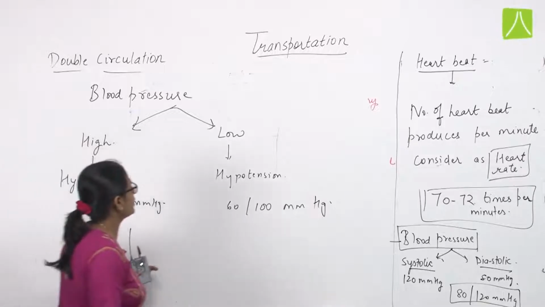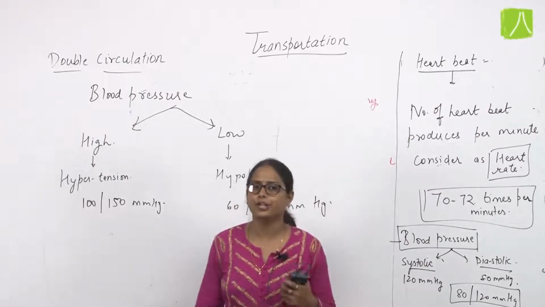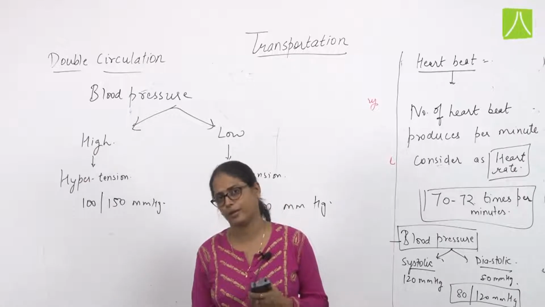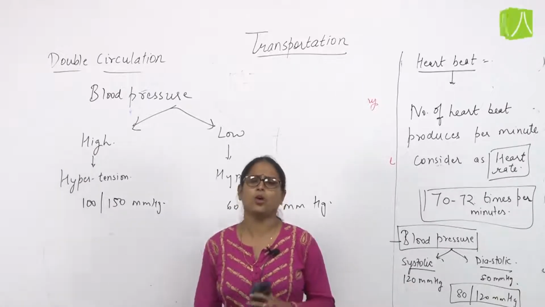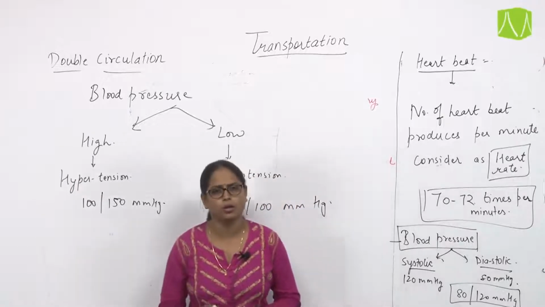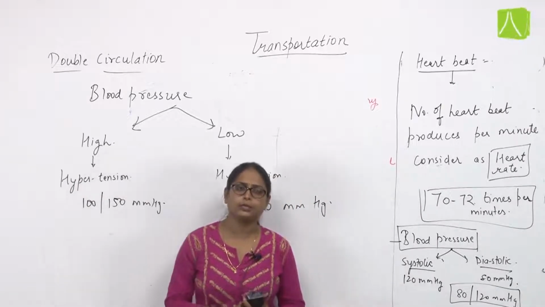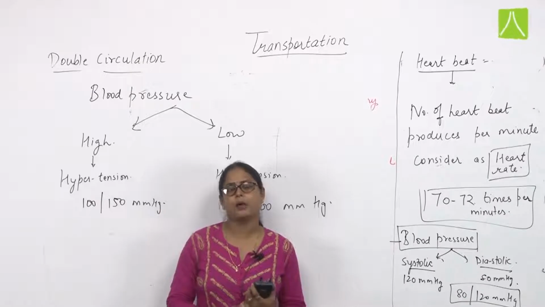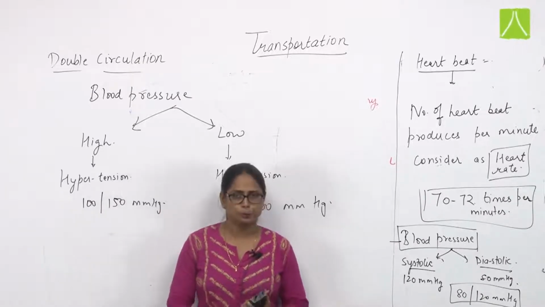Right? Hypotension and hypertension are conditions created due to fluctuation in the blood pressure, whether it is high or low. The cause of this fluctuation in the blood pressure may be anything, mainly a stress condition. In a stress condition, the pressure may become high and it may also become low.